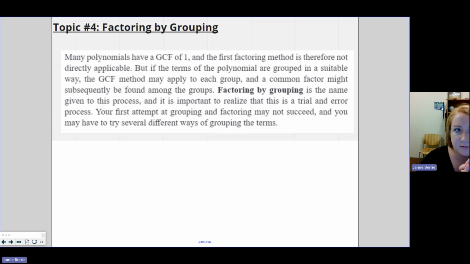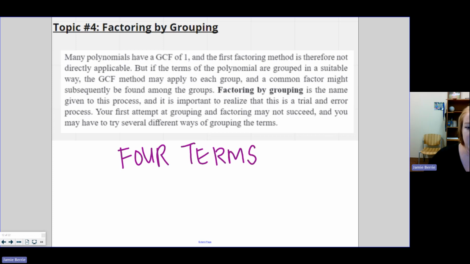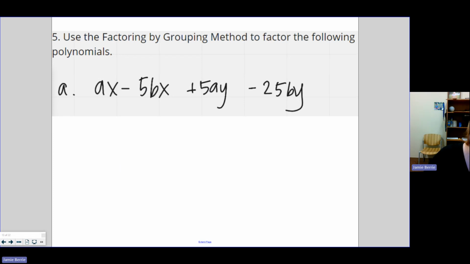Factoring by grouping. All right, so factoring by grouping is going to be really easy to spot these problems because they're always going to have 4 terms. All right, so anytime you see a polynomial and it's got 4 terms, you know you're going to do factoring by grouping. All right, so factoring by grouping is just very straightforward. It is exactly what it sounds like. You're going to group the first 2, you're going to group the second 2.